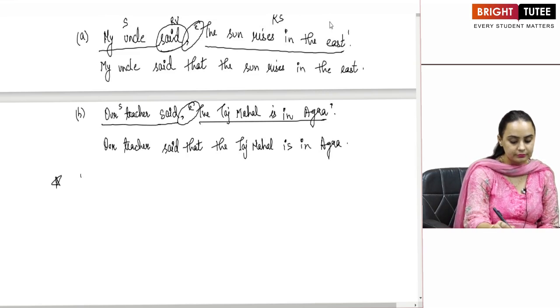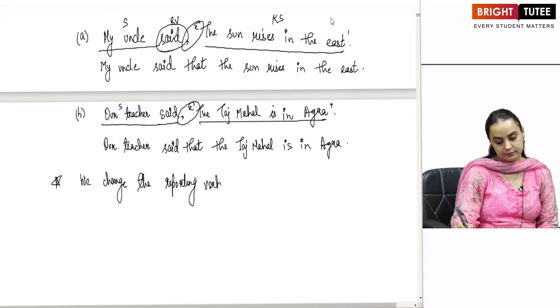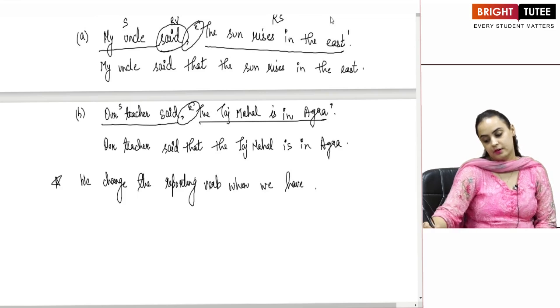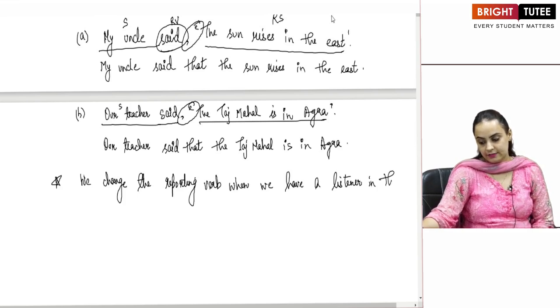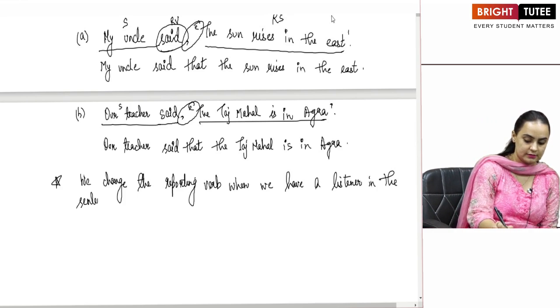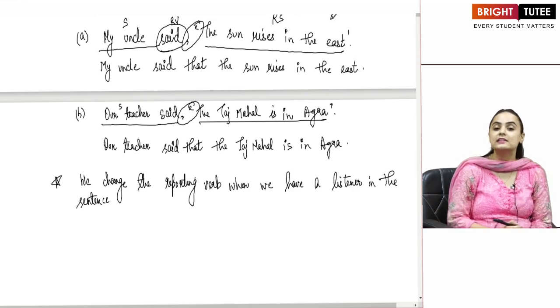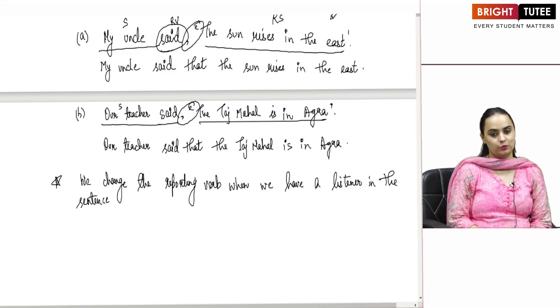So, we change the reporting verb when we have a listener in the sentence. So if the sentence in direct speech has a listener in it as well, then we are going to change my reporting verb.